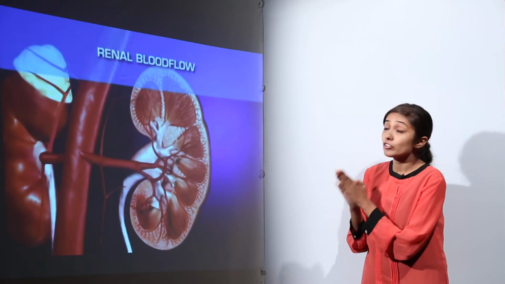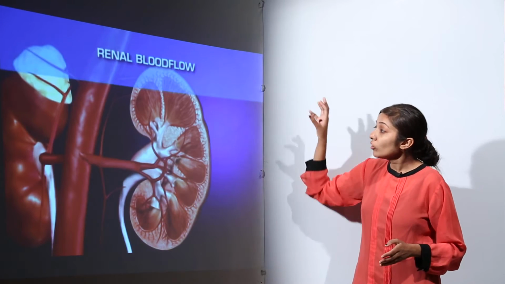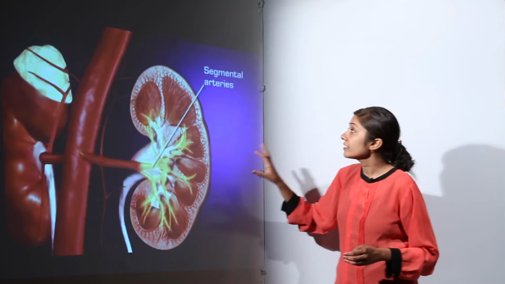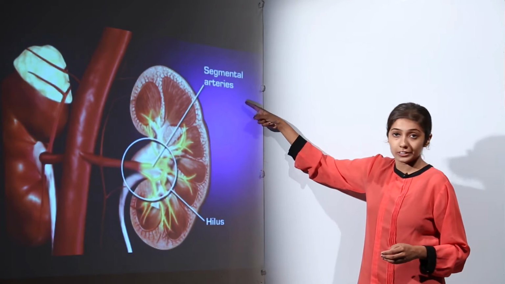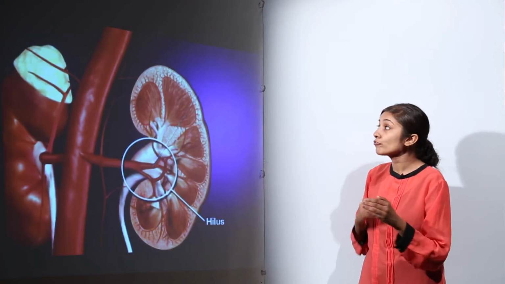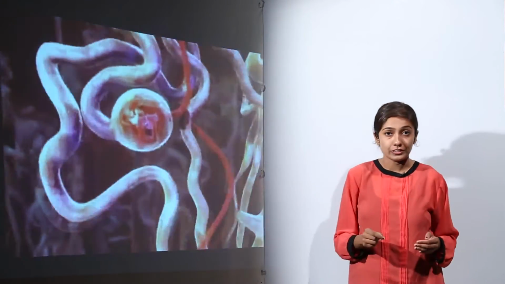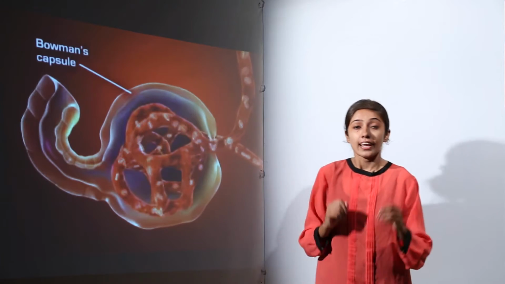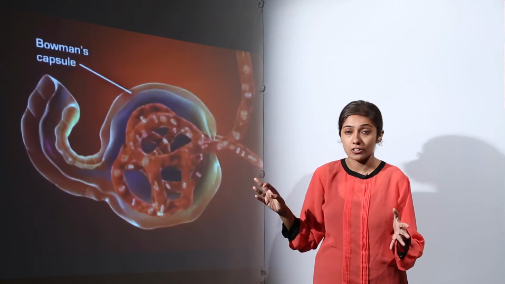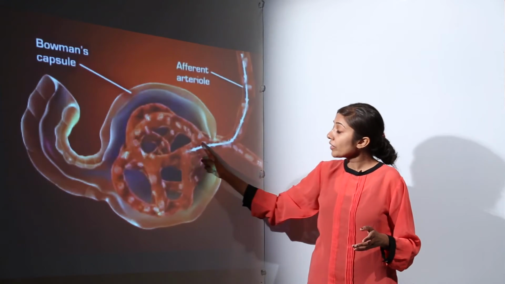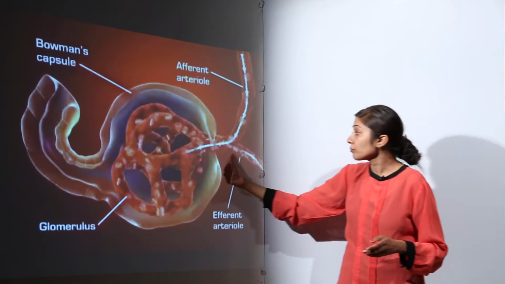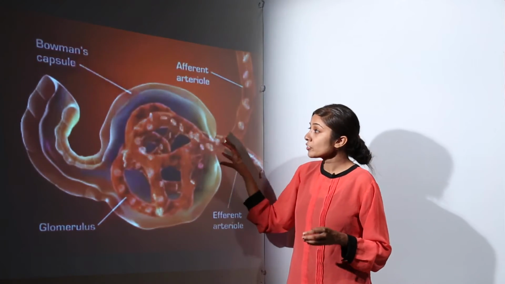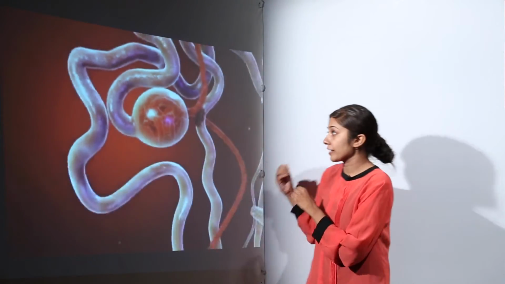Now if we talk about the renal blood flow, look here very carefully. We have the renal artery in the hilus, this fissure, and this renal artery branches into segmental arteries. These segmental arteries further form the lobular arteries. These lobular arteries form arterioles. We have two types of arterioles: the afferent arteriole and the efferent arteriole. From the afferent arteriole, the blood comes in, and from the efferent arteriole, the blood goes out. So these are the two arterioles that take in the blood and take out the blood.